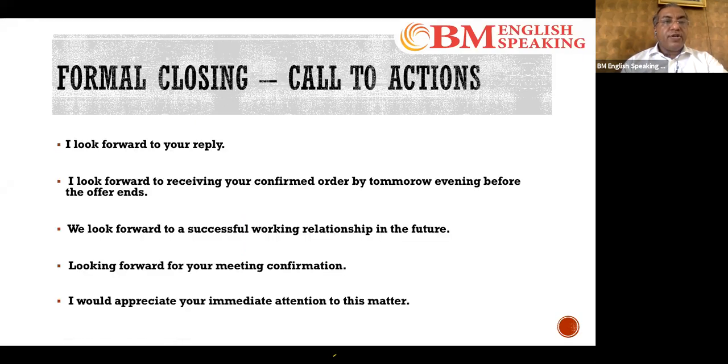Let's look at formal closing or calls to action. When you have to end an email, how would you end it? There are different ways you can end your email. "I look forward to your reply" clearly states the action I want from you. "I look forward to receiving your confirmed order by tomorrow evening, before the offer ends." This is a very clear call to action with which you would like to end a sales email. "We look forward to a successful working relationship in the future."